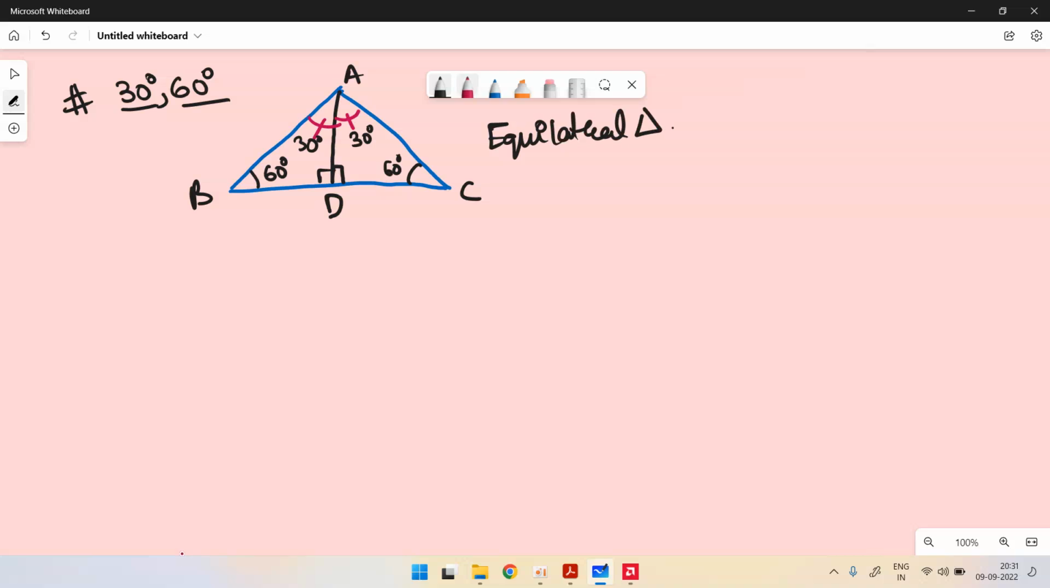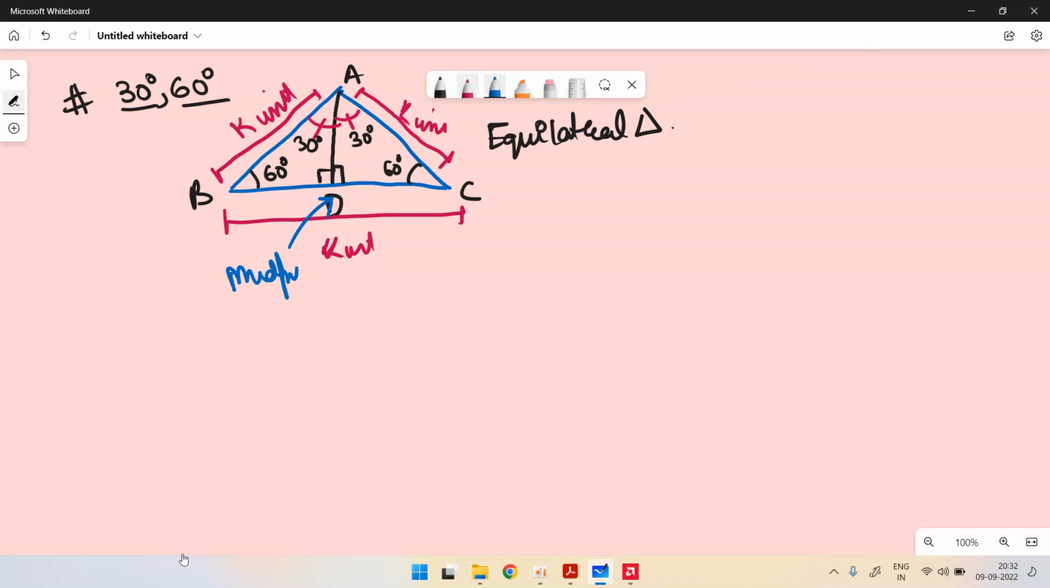And let me suppose that I have taken this side to be k units. One side is k units, the other two sides will also be k units because this is an equilateral triangle. Equilateral triangle has equal sides. This is also k unit, and BC is also k unit. Now you know that this D is a midpoint. So from the given figure, you can see that this is k by 2 unit and this is also k by 2 unit.